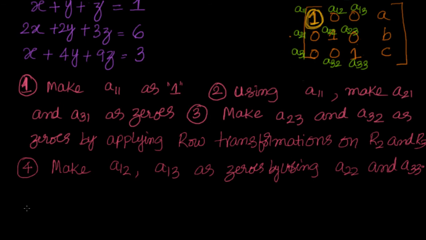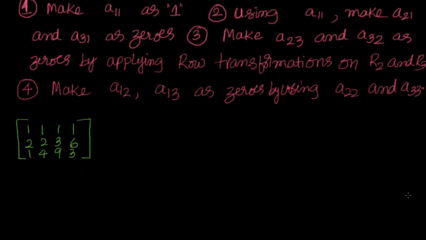How it looks like. So x plus y plus z equal to 1, so can I say 1, 1, 1. 2x plus 2y plus 3z equal to 6, that is 2x, 2y, 3z, 6. You have x plus 4y plus 9z, that is 1, 4, 9, 3.